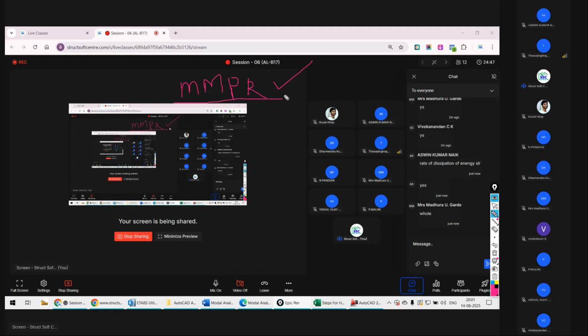So tell me, to understand the behavior of the structure without these properties, can you identify that? Yes, ये प्रॉपर्टी तो आपको चाहिए.